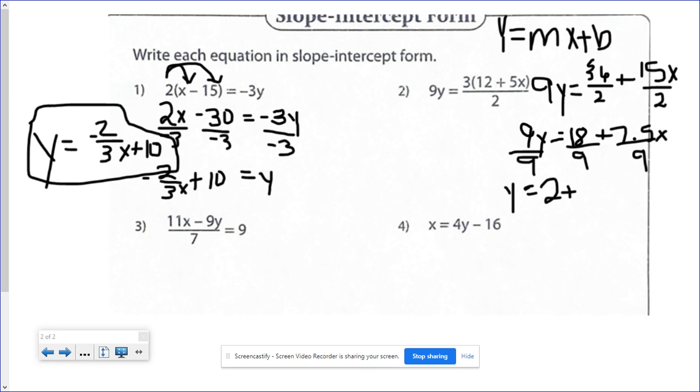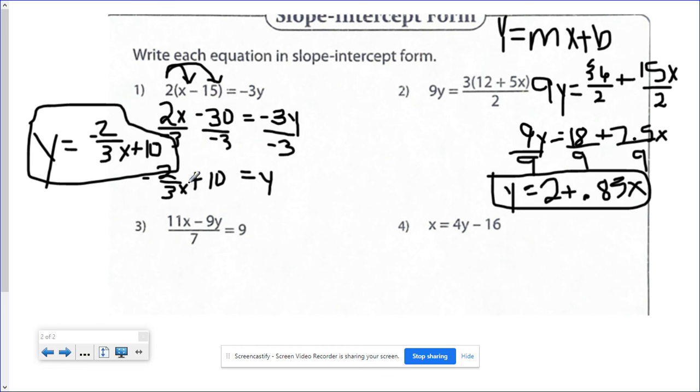You're just solving for y. You want to get y all by itself. 7.5 divided by 9 is 0.83x. It's not that beautiful, but that's our answer.